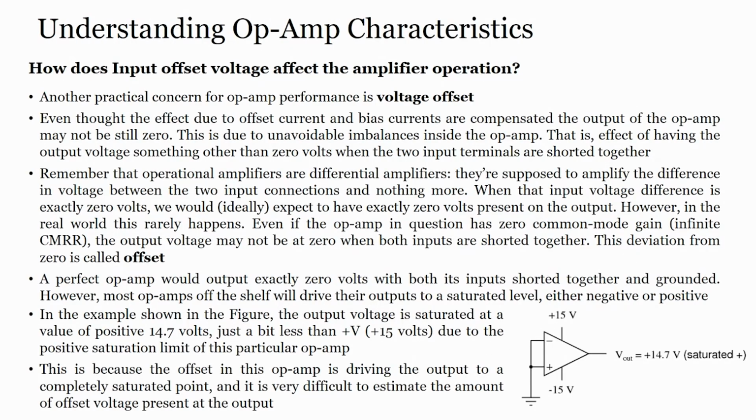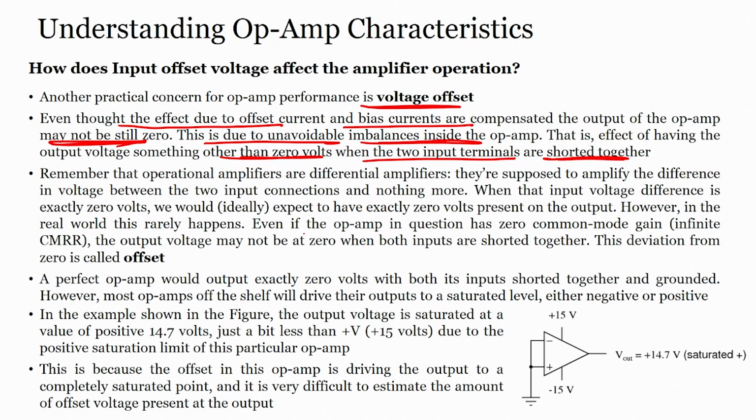Now, let us see another point, that is we have to understand the effect of input offset voltage on the amplifier operation. So, what is the input offset voltage? We already know, right. Another practical concern of op-amp is voltage offset. Even though the effect due to offset current and bias current are compensated, the output of op-amp may still not be 0. This is due to unavoidable imbalances inside the op-amp, that is the effect of having the output voltage something other than 0 volts when two input terminals are shorted together, right.